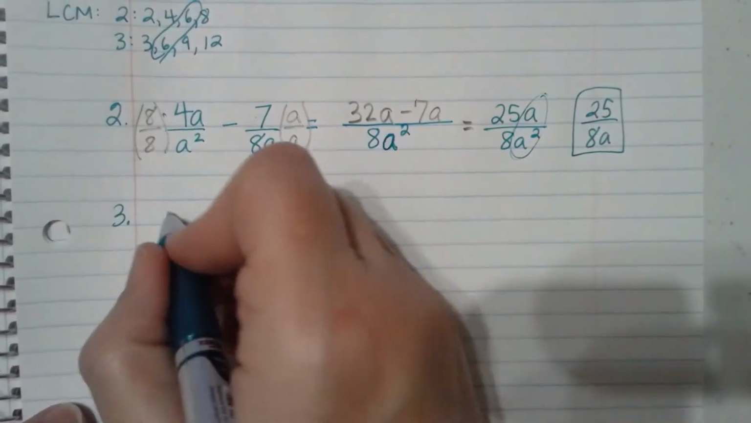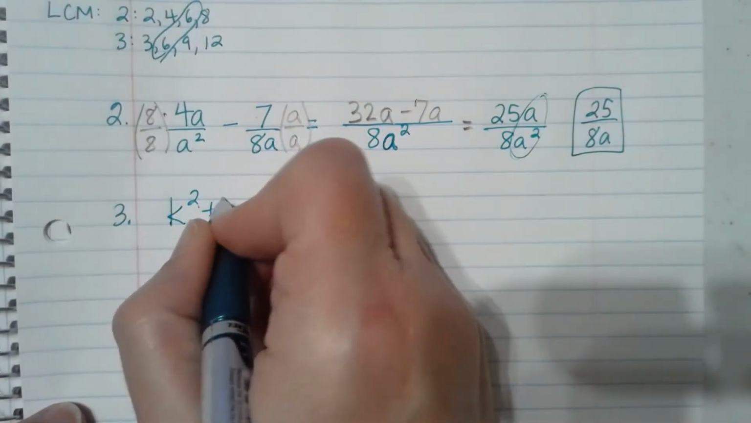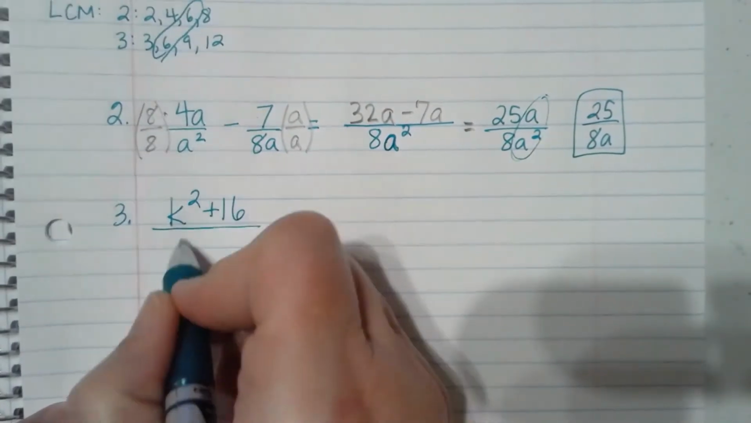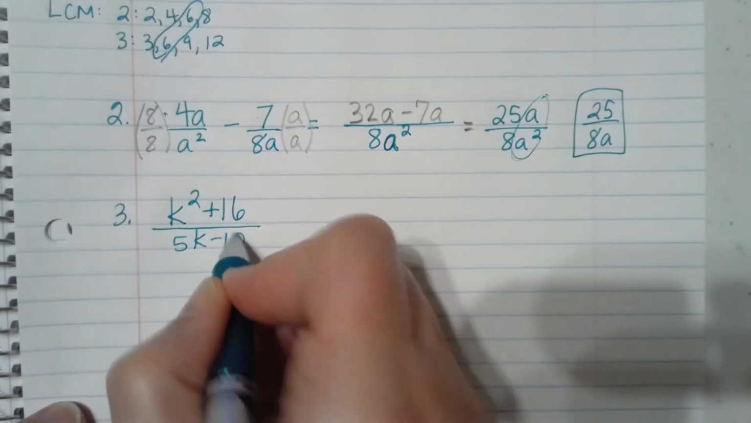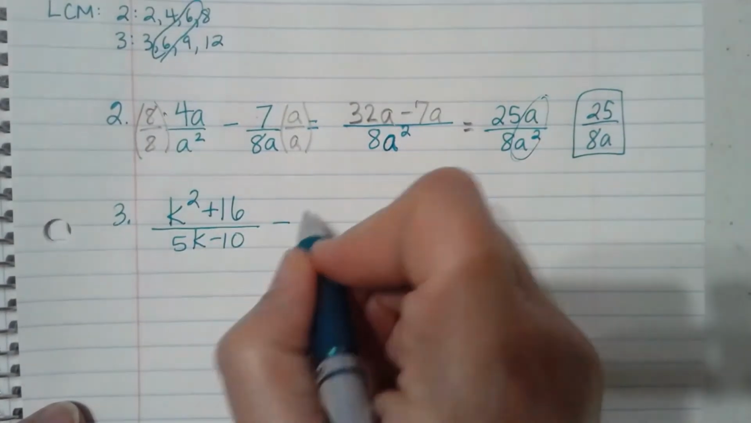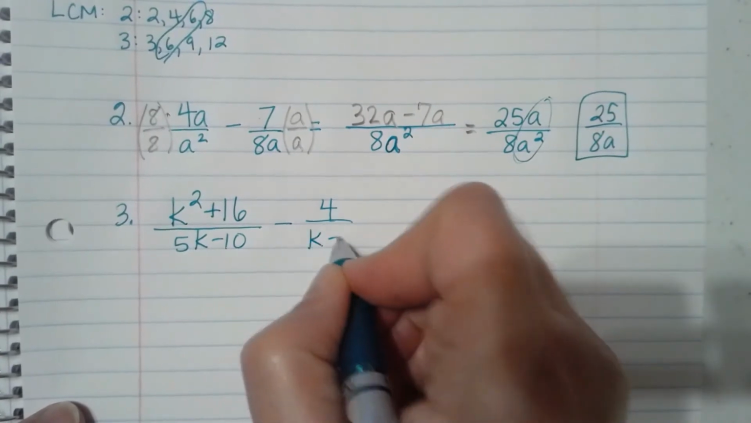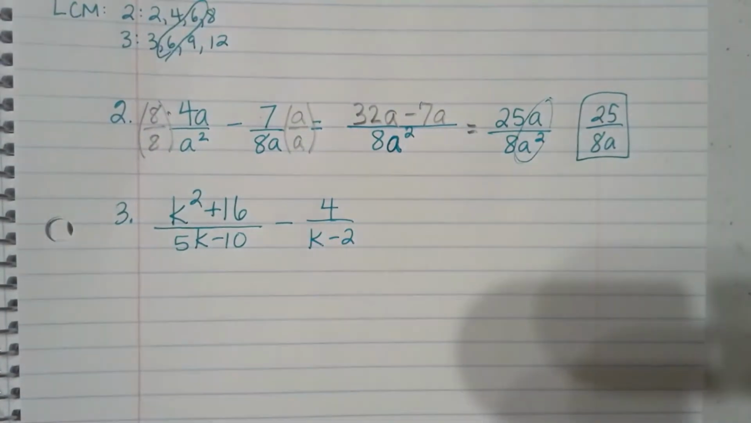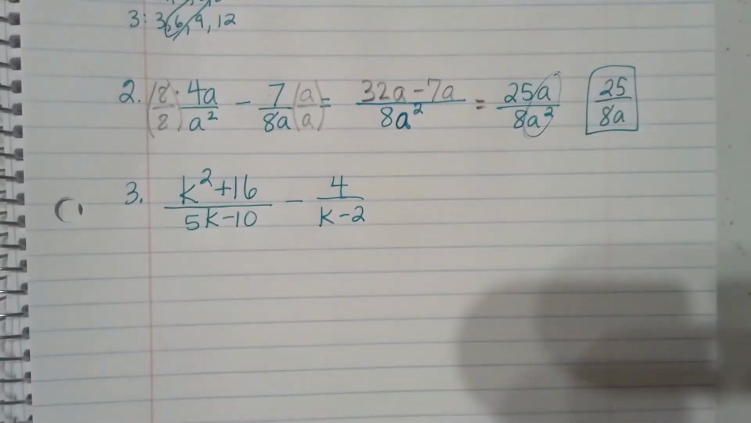All right, number 3, k squared plus 16 over 5k minus 10 minus 4 over k minus 2. These are all subtraction problems. That's okay. We'll get to addition. Okay, so this is our problem. All right, step 1 is to figure out a common denominator.